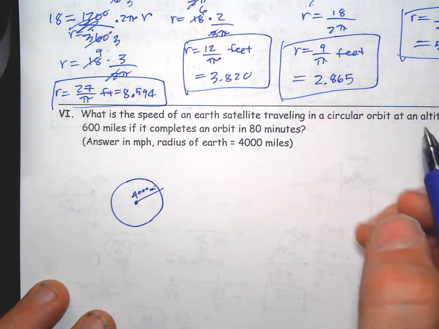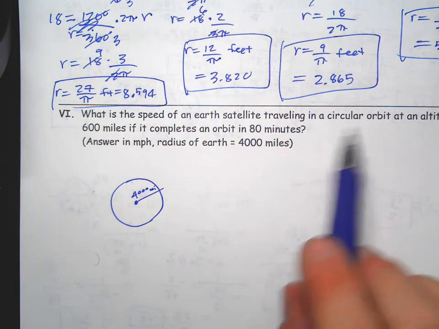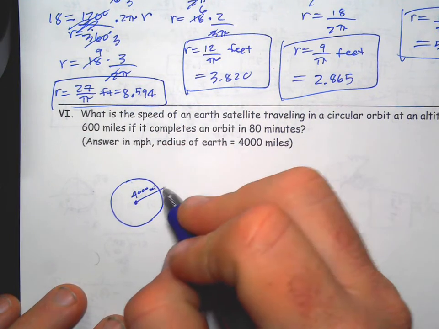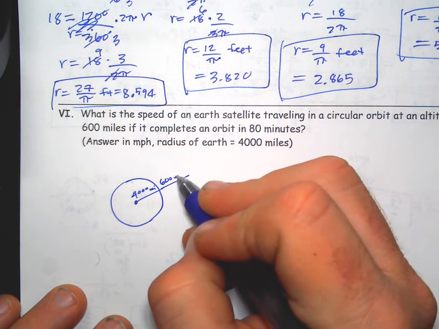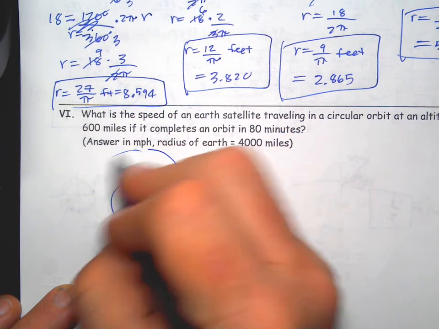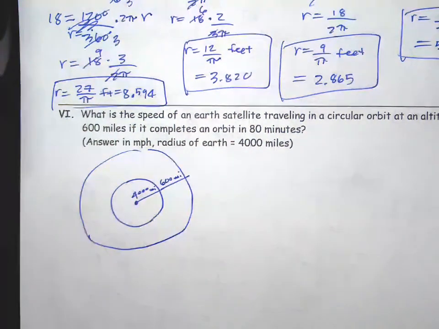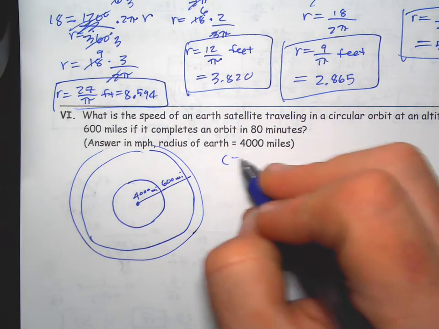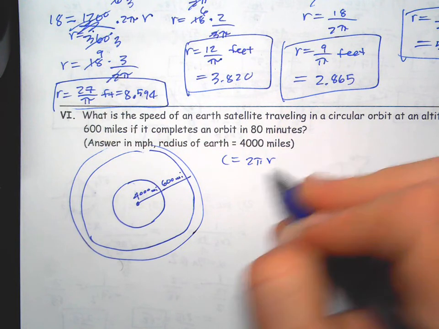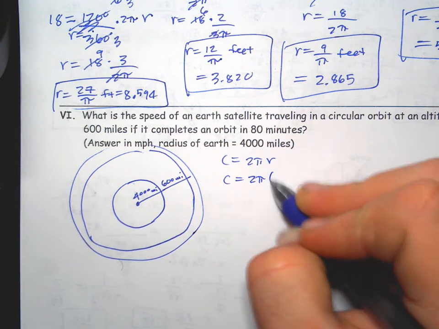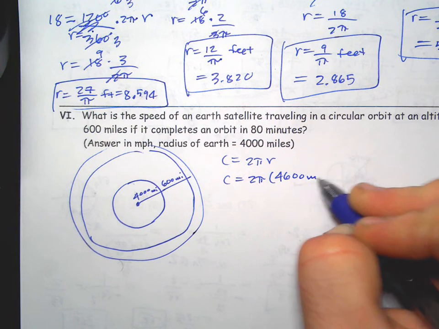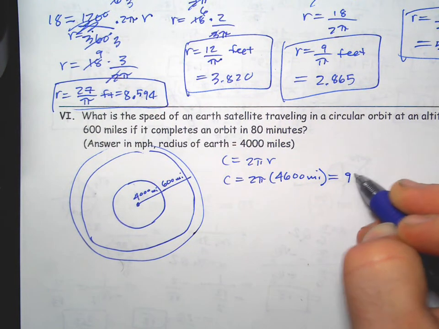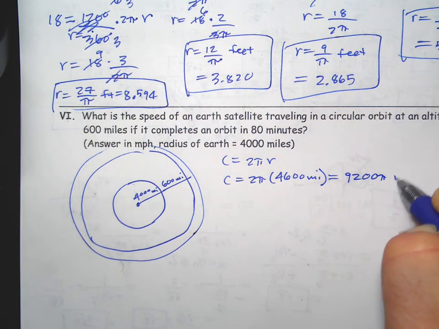The satellite is in an orbit at an altitude of 600 miles, so that's above the Earth's surface. That's altitude. So here's the satellite. It says that it takes 80 minutes to orbit. So we can figure out the arc length of the circumference. We want to find the circumference, 2 pi r. The radius is 4,600 miles, right? So that's going to be 9,200 pi miles is the circumference.